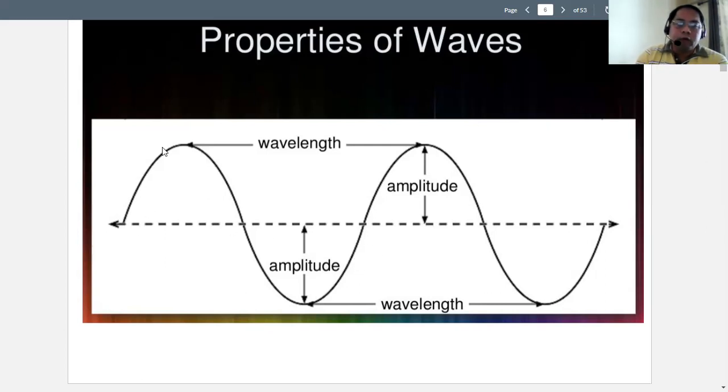Now the time for one wave is known as the period of the wave. So if you determine how long it would take the wave to create a single vibration, that's what we call the period of the given wave, and usually that is measured in seconds.